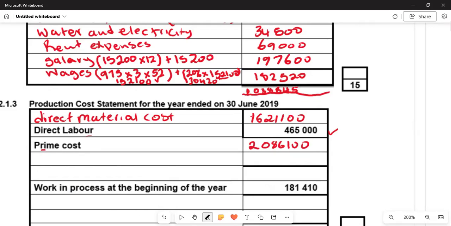So now we are moving on. Now we are going to add our factory overhead cost. Remember, we did the factory overhead cost note, which gave us 1,038,845, which is this one.